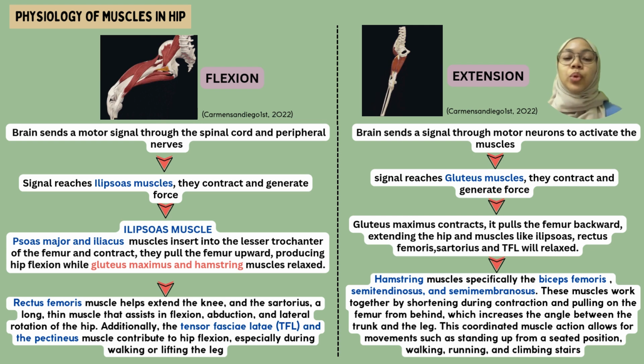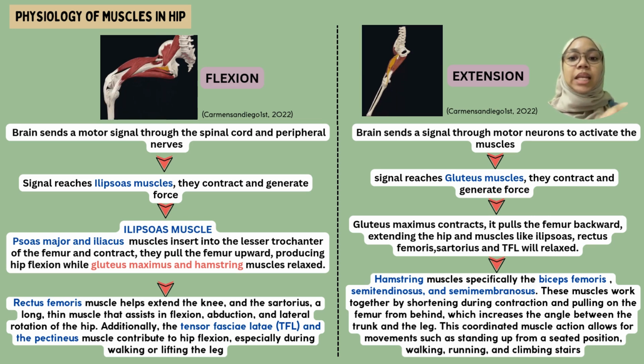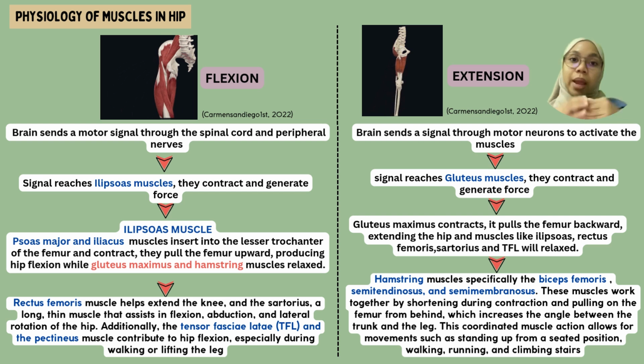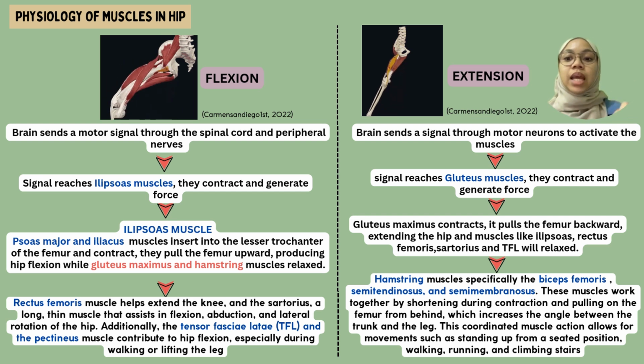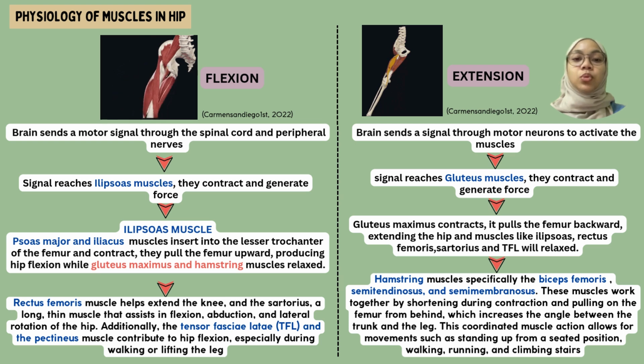Next, let's move on to our next movement, which is extension of the hip. So the hip extension also begins with the brain sending a signal to the motor to activate the muscles known as the gluteus muscles. This gluteus muscle group consists of the gluteus maximus, and the gluteus maximus will contract and pull the femur backward. So it will increase the angle of the hip. At this time, the iliopsoas muscle, rectus femoris, sartorius, and TFL muscle will be relaxed.